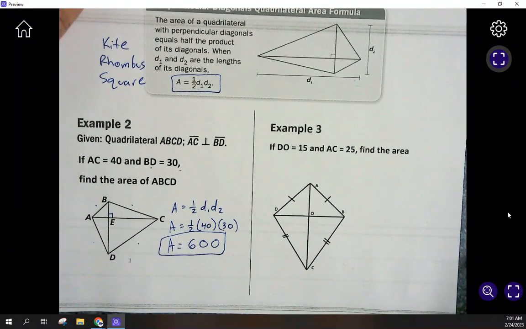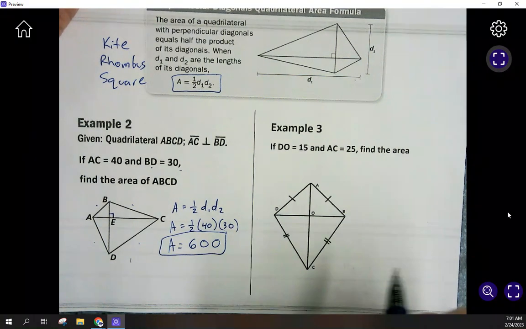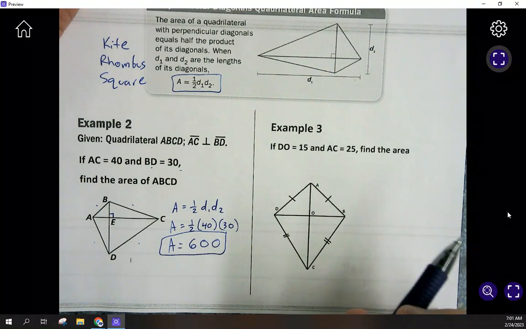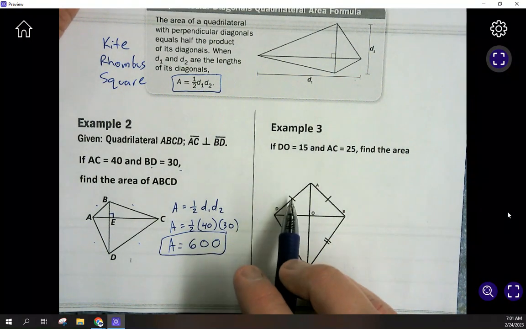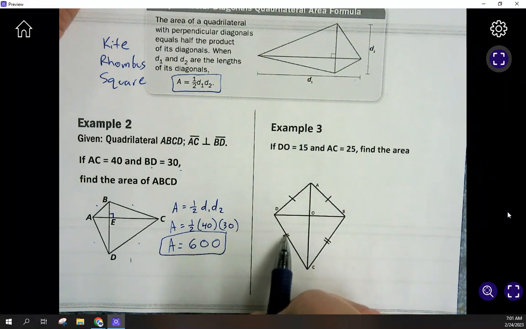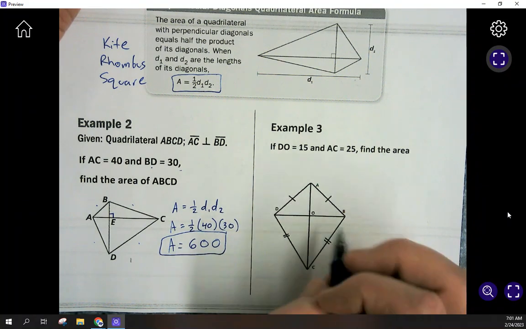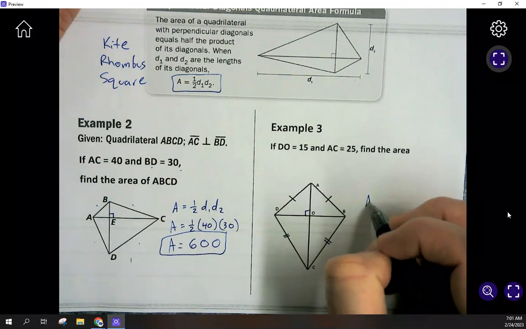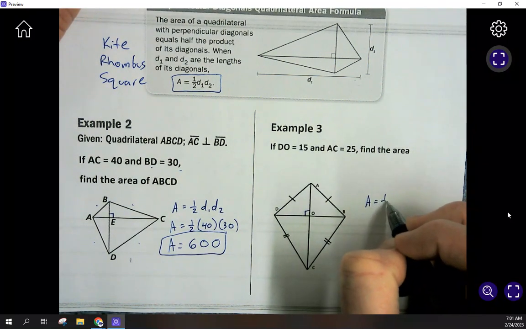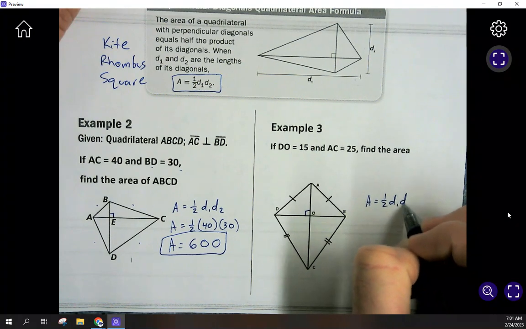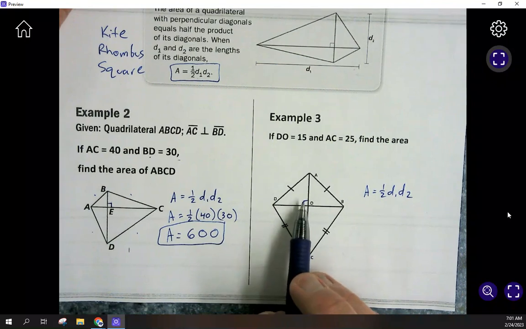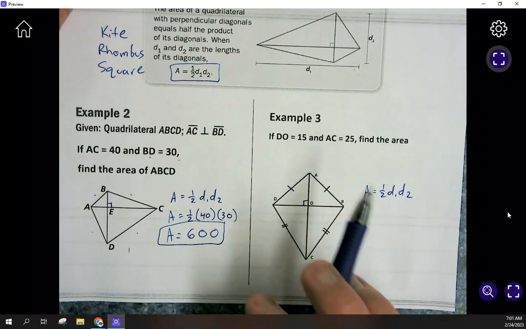All right, example 3, last one. Not everything is cookie cutter and given to you. Now, again, they don't tell you this hits at 90 degrees. So can I use that formula? The answer is yes, because I've got these markings here that tell me this is a kite, and I know that kites hit at 90 degrees here on the inside. So I can say area equals 1/2 diagonal 1 times diagonal 2. Because I have enough information to say that's a kite, which tells me that I have perpendicular diagonals, I can use that.